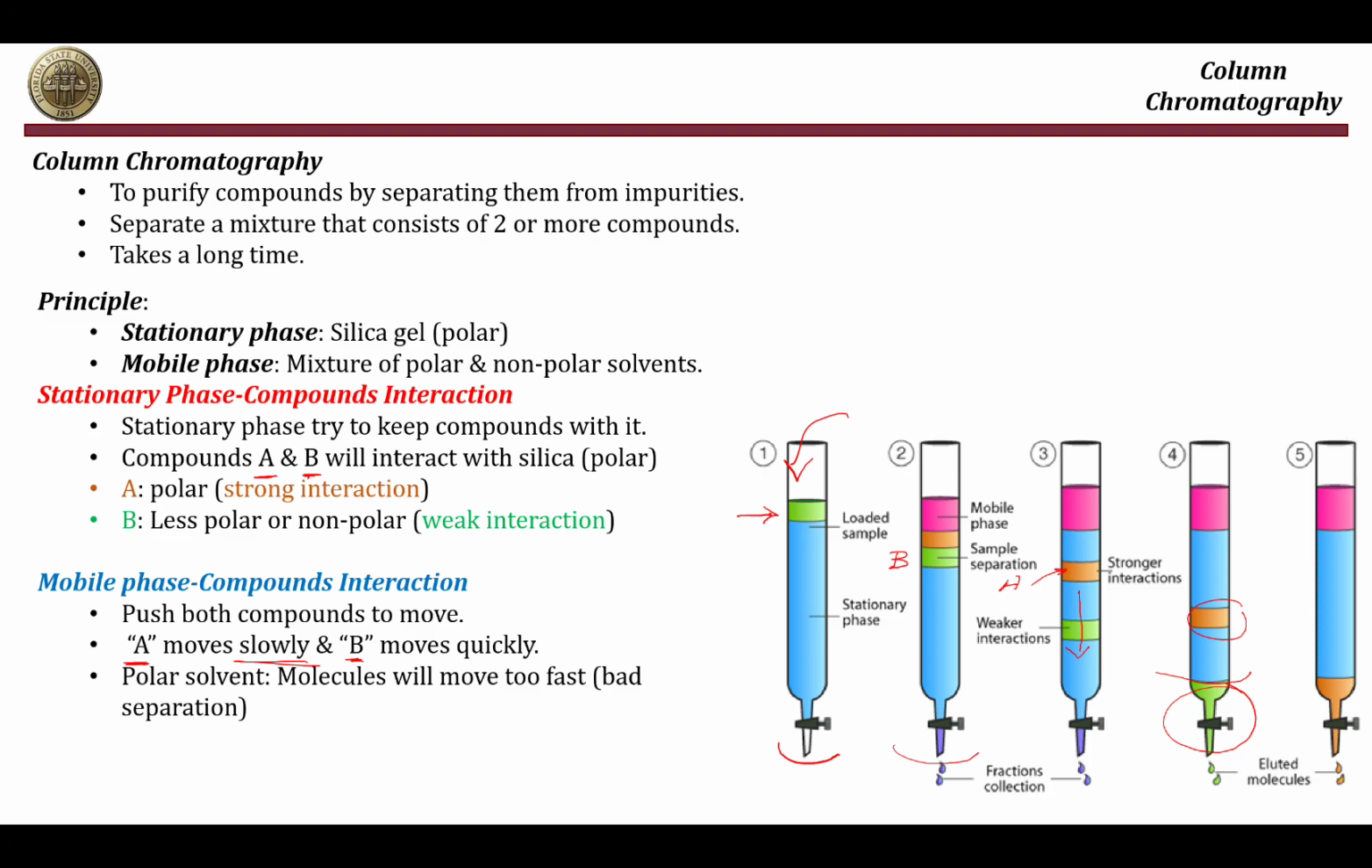Polar solvents will usually cause the molecules to move quickly and fast, whereas non-polar solvents will usually cause the molecules to move slowly. And that's why the best option is always using a mixture of both. So most of the time in column chromatography, we will be using a mixture of a polar and a non-polar solvent, because if the solvent is too polar, then all the material will be moving fast, and that's why separation will not be good.